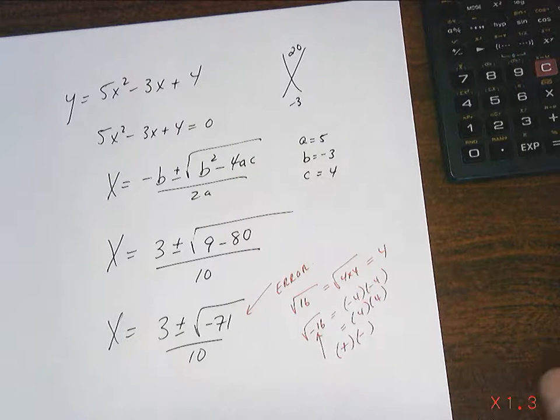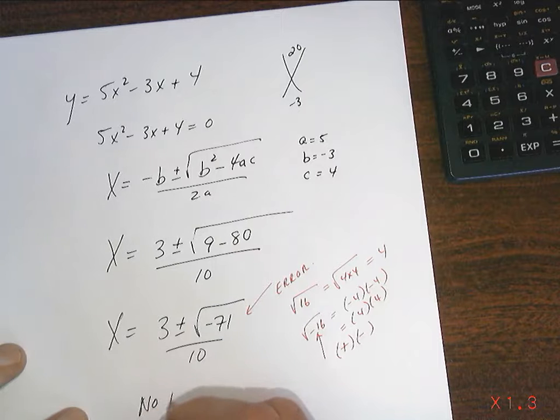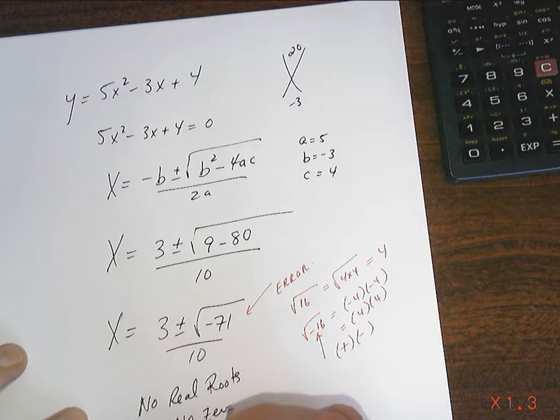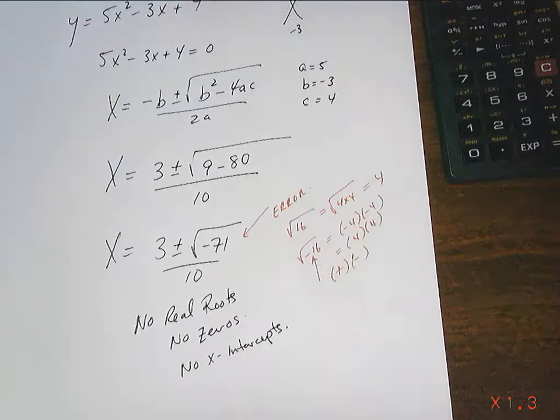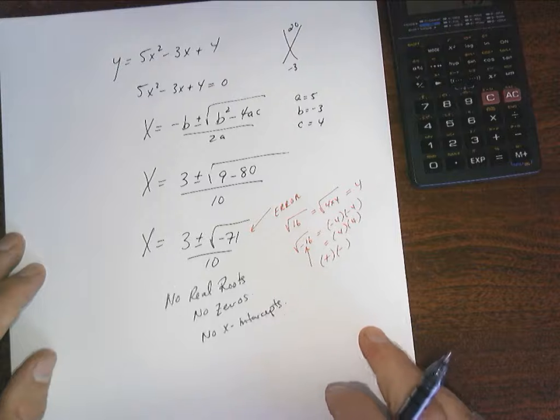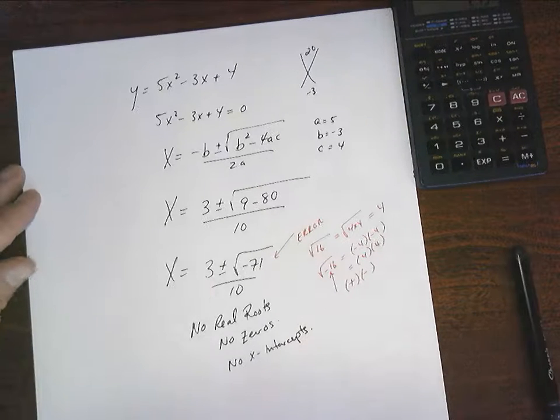So what you say here is no real roots. There's no zeros. There's only a complex solution. You can say that if you want, but there's no x-intercepts. And sometimes it's nice to figure that out before you start a question. Sometimes it's nice to sit back and look at the question and say, is this even worth doing?